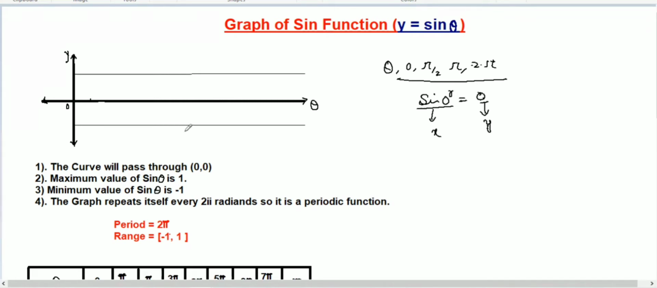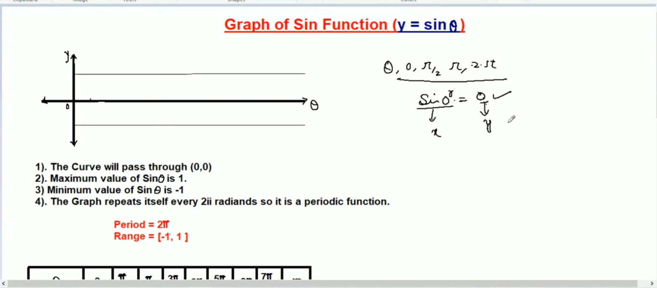Before drawing the graph of the sine function, we need to know where the curve will start or cross. As we can see, sine 0 equal to 0. The x-axis represents all the angles, and sine 0 is 0. So we know that the graph of the sine function will cross the x-axis at the origin 0, 0.